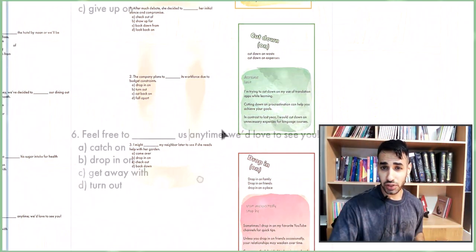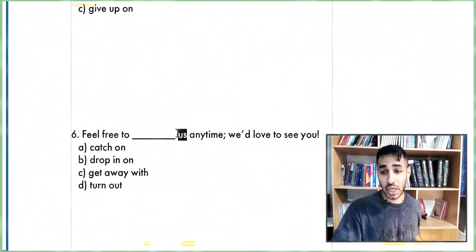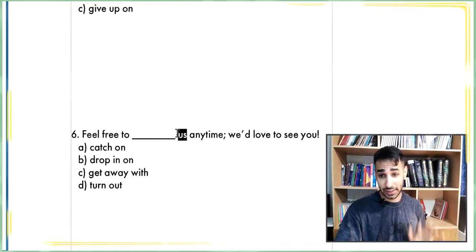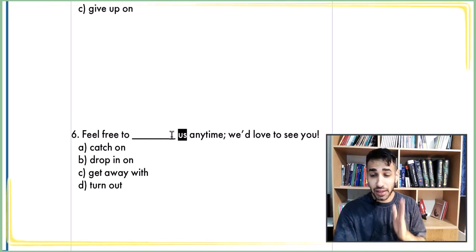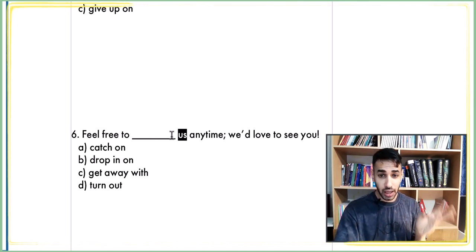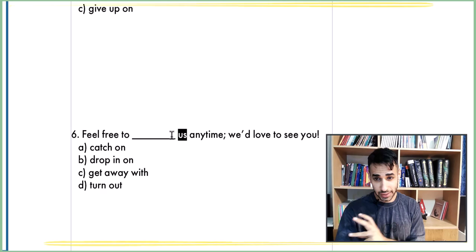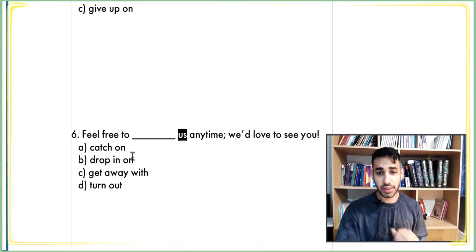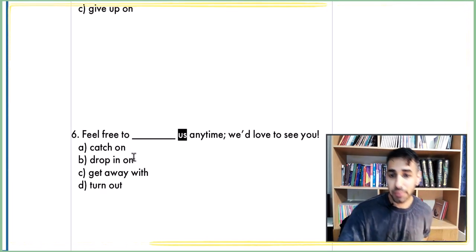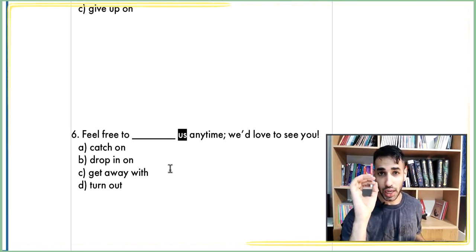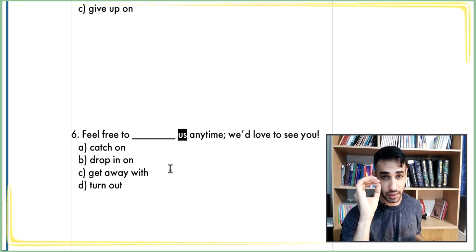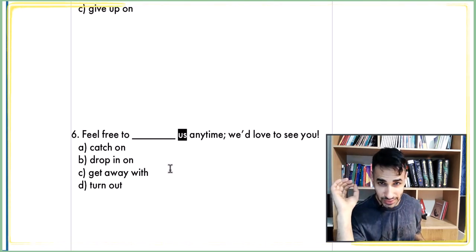A question for you. As you see, 3-word verbs always need an object. Feel free to blank us anytime. Catch on us anytime. So this is the object. Drop in on us anytime. Get away with us anytime. And turn out us anytime. 3-word verbs always need objects. So they are always transitive.